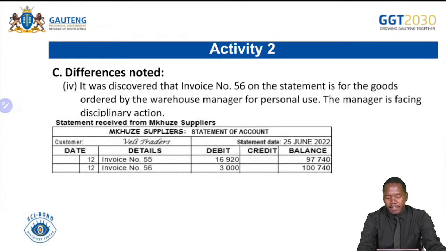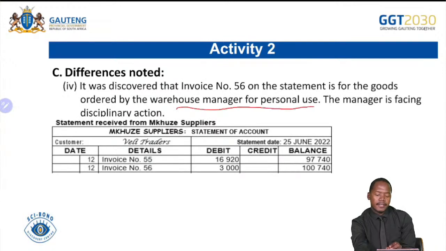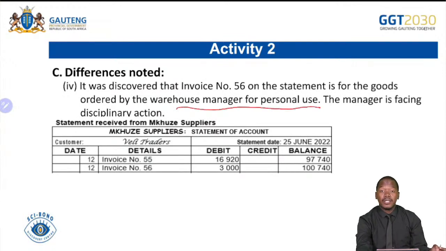It was discovered that invoice number 56 on the statement is for the goods ordered by the warehouse manager for personal use. So our manager has ordered goods without the permission of the owner. Our manager here has abused his or her power. The manager is facing a disciplinary hearing. We normally expect an internal control question regarding this on how to prevent this from happening. We'll come to those answers later on as we conclude our creditors reconciliation.